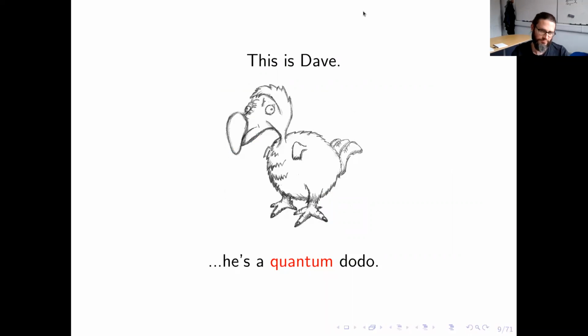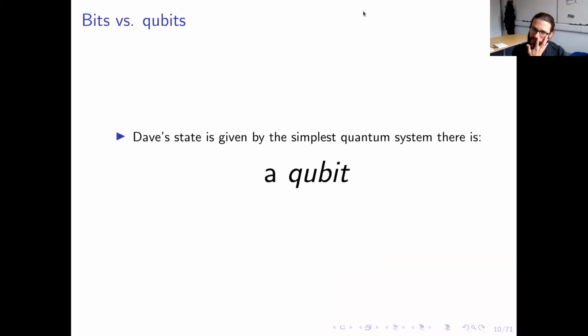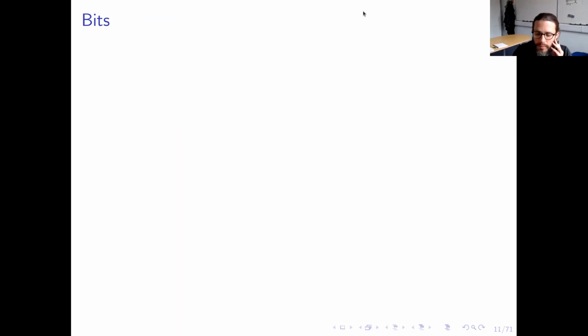The reason we use Dave really is that we can just put him in various places in the world and explain different quantum phenomena. Okay, so the unique thing about Dave is his state. What kind of state he's in is the same as the state of a qubit, and a qubit is the simplest kind of quantum system you can talk about. Okay, so what is a qubit? Well, it's a quantum bit.